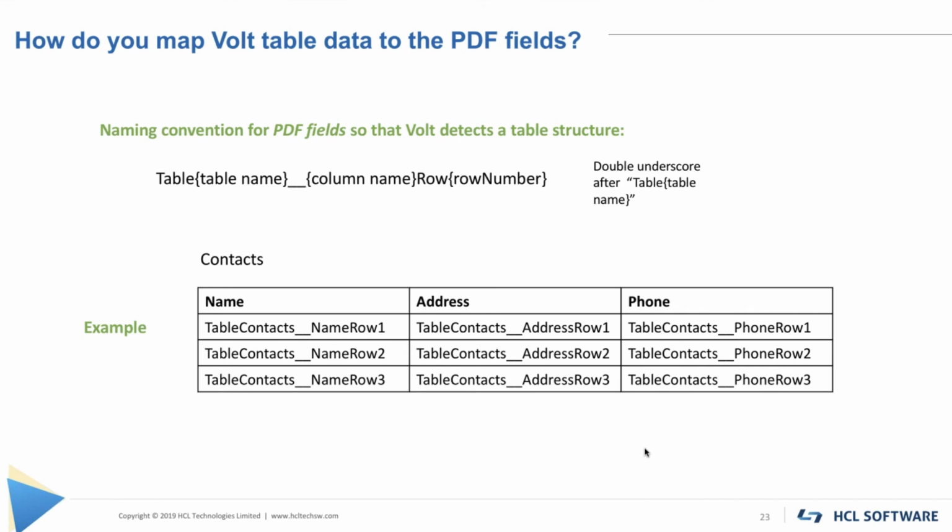The answer to that is the naming convention that you need to use for the fields in the fillable PDF table. All right. So if you name the fields in your fillable PDF table according to this convention, where you've got the table row, but then the table column name, and these are double underscores, and then the column name and the row name, Volt will look at that and go, oh, it's an array.